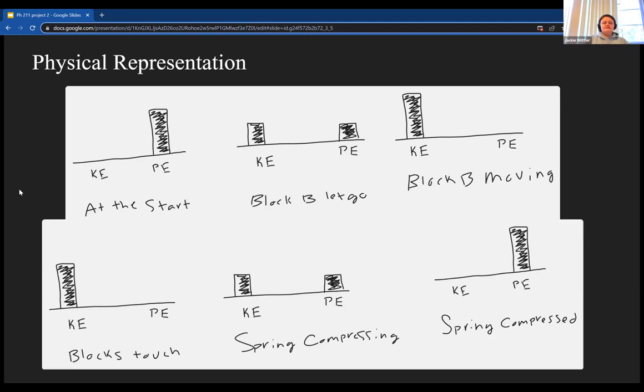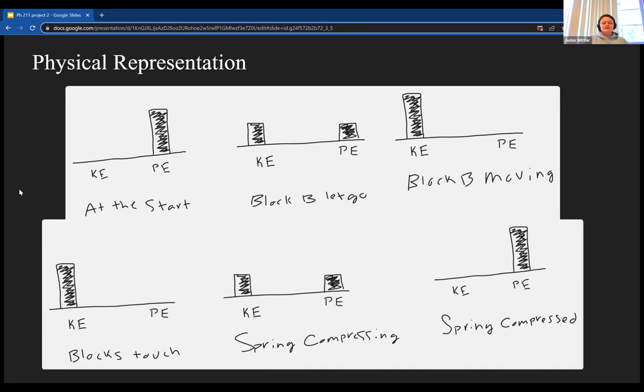So all the energy is being stored as potential. And then right when block B is let go, that potential energy starts to turn into kinetic energy. Once block B is moving without touching the spring or the second block, it is all kinetic energy because the block is moving forward.